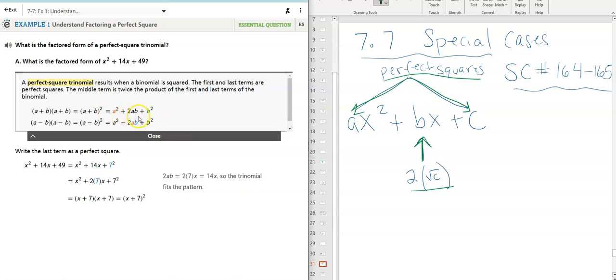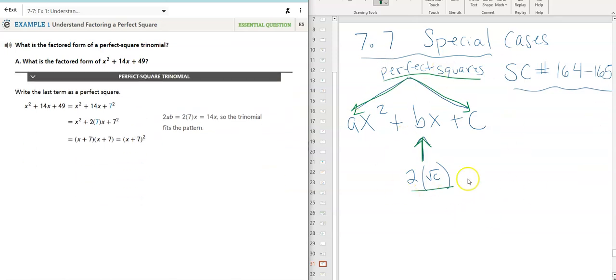The middle term is going to be twice the product of the first and last terms of the binomial. So the middle is going to be 2 times a times b. And then same if you have a subtraction perfect square trinomial as well. So I kind of wrote it out over here as well. You're going to know if a trinomial is perfect square if the first term a and the last term c are perfect squares, and that middle term is 2 times the square root of c. Okay, so we're going to take a look at this example here.